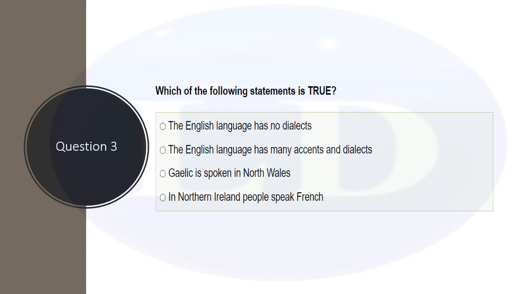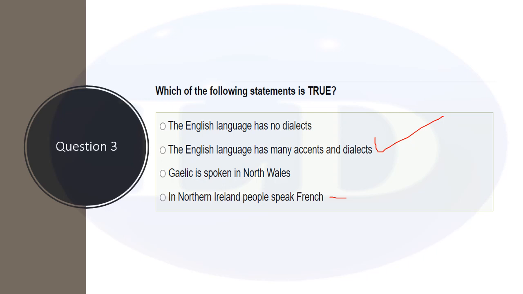Next, which of the following statements is true? The English language has no dialects. The English language has many accents and dialects. Gaelic is spoken in North Wales. In Northern Ireland, people speak French. That last one is an absolutely nonsense option. So the correct option is: the English language has many accents and dialects.